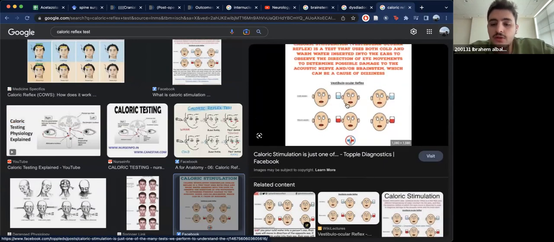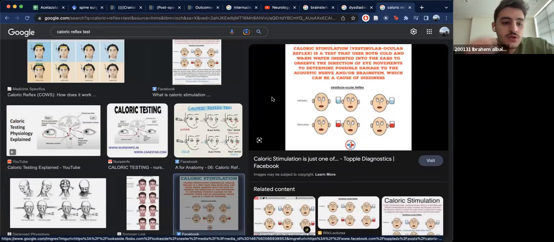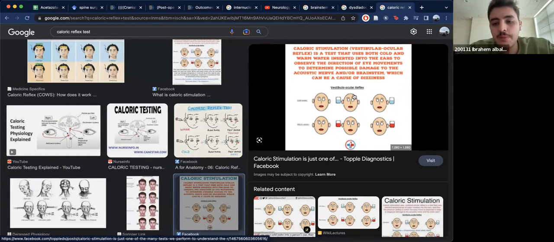Okay, so you inject cold water inside the ear, and as you inject water inside the ear, what's going to happen is that you're going to slow down the endolymph inside the vestibular system. So it's going to create a signal which is going to cause eye movement, okay? So the premise is that if you inject cold water into the right ear, you're going to get a slow movement of the eyes towards the cold water, and then a fast movement away from it with nystagmus, okay? This is the normal test. So this is what happens if the vestibulo-ocular reflex is working, okay?